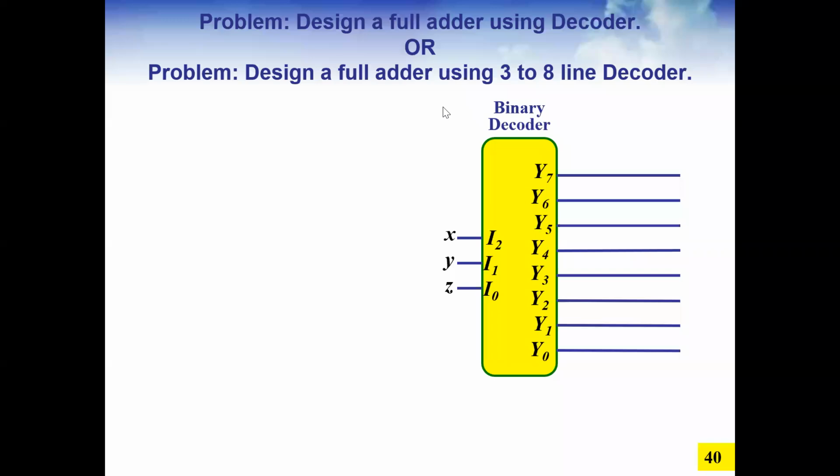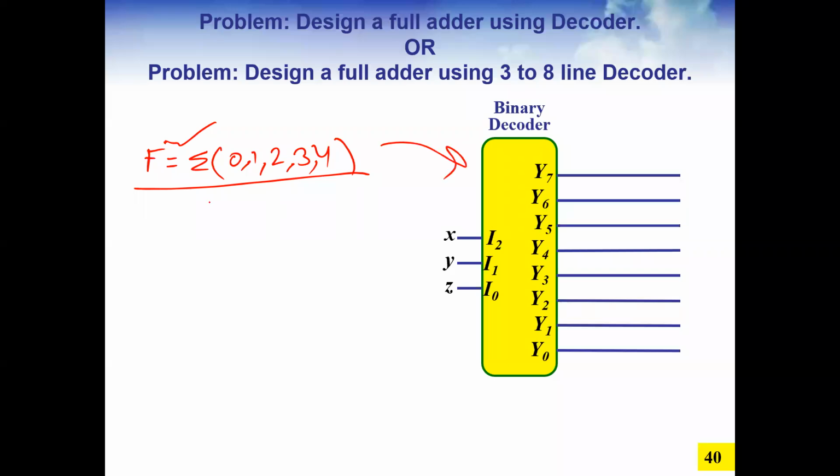You have seen already previously, if we are given F equal to, for example, a sum of minterms 0, 1, 2, 3, 4, something like that. Minterms are given, so we can design this by using a decoder. We don't need to use AND gates, OR gates, something like that. We can make use of this decoder to design that.